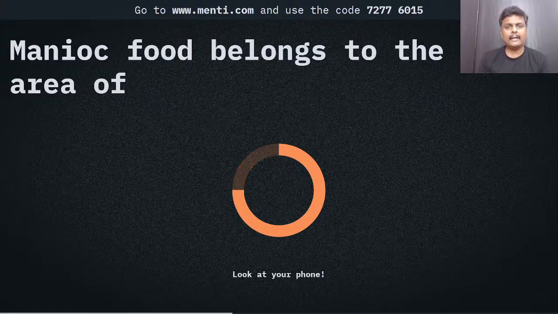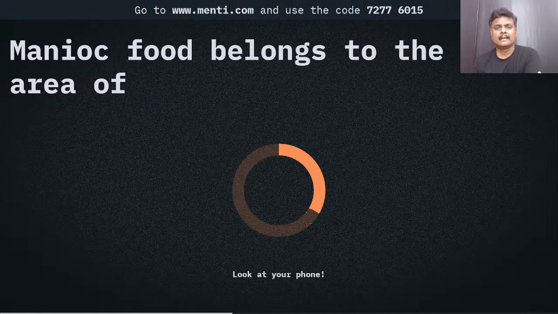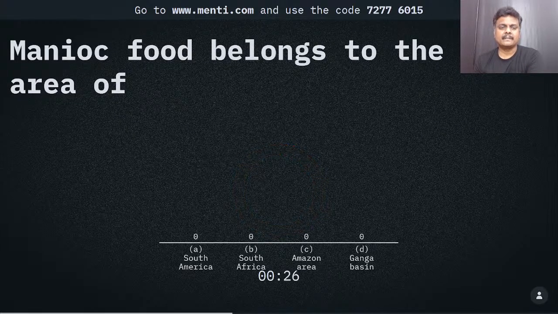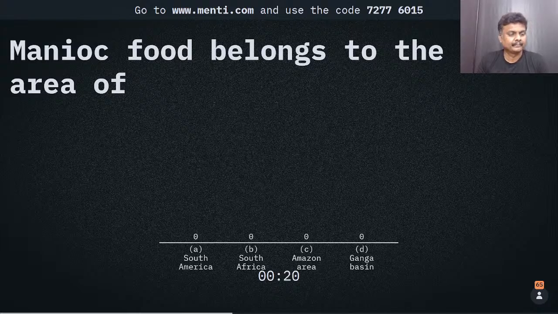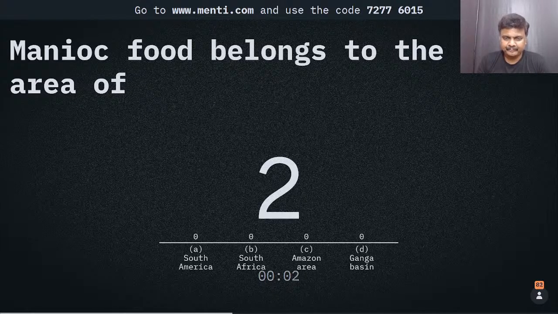And the question: manioc food belongs to what? Manioc food, which region? South America, South Africa, Amazon, Ganga basin. Manioc. This is very tricky. Choose very wisely.